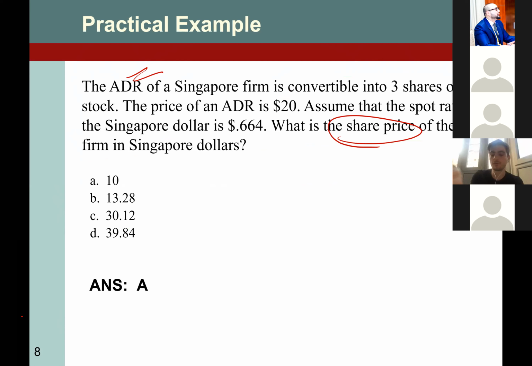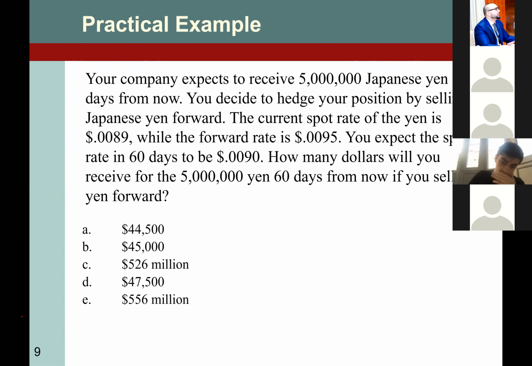Into three pieces, what would you do normally? Divide it. Yes. And then you need to convert into Singaporean dollar. That's it. Simple. And that's the part. Okay. And now the most logical question is here.